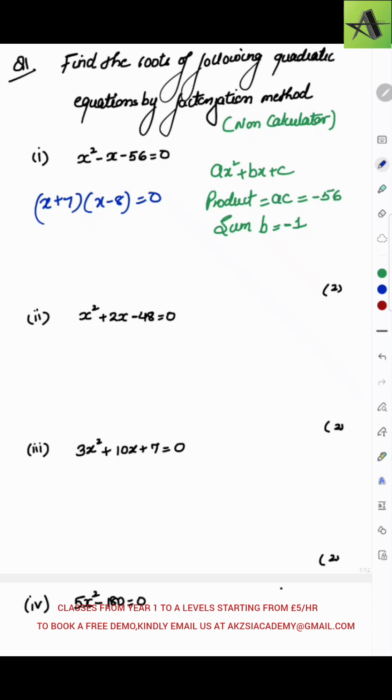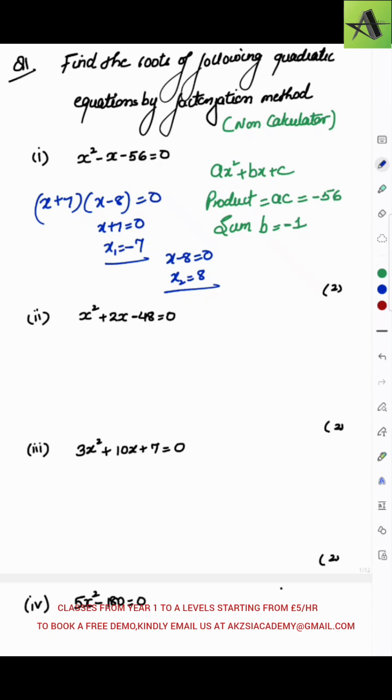Now if the product of two factors is 0, that means either of them or both can be 0. So x plus 7 is equal to 0 will give me x1 as -7, and x minus 8 is equal to 0, so x2 will give me 8. So these are the two roots of this equation.